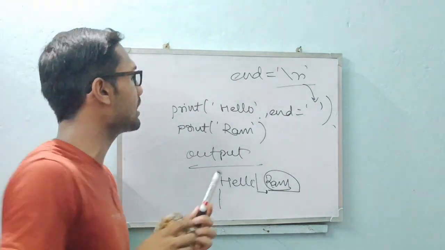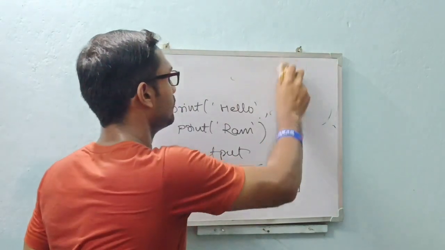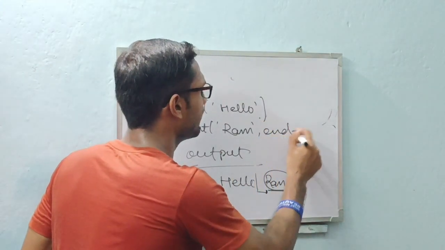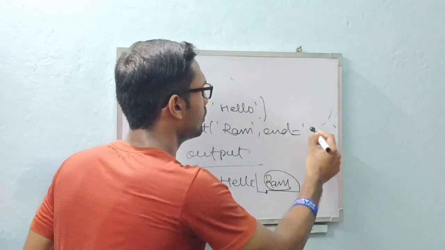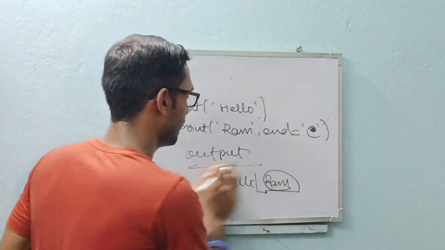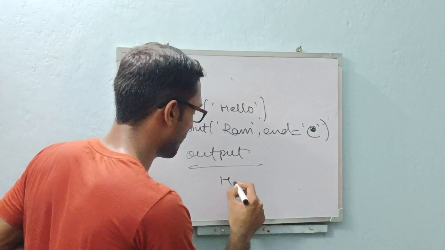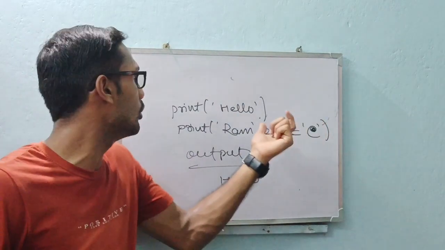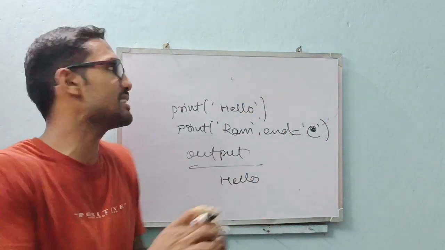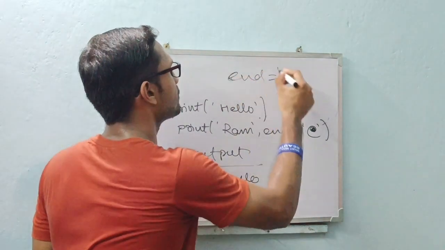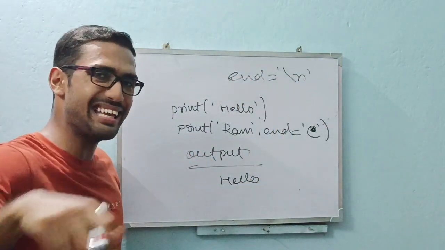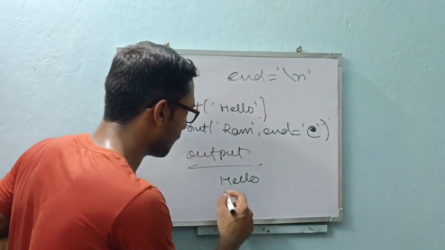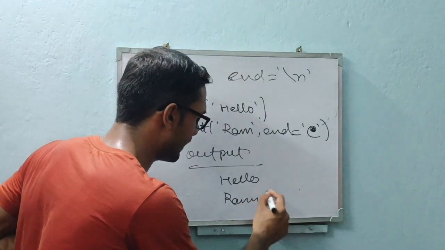But suppose I write this same end onto the next print statement, and let me change the value to at the rate. Then what will happen? The output will be something like this. Hello. Since I have removed that particular end value, the default value will be used. What is the default value? The default value of end is \n, the enter key. So a new line will be created. The cursor will move to the next line, and from there it will print Ram and then at the rate.